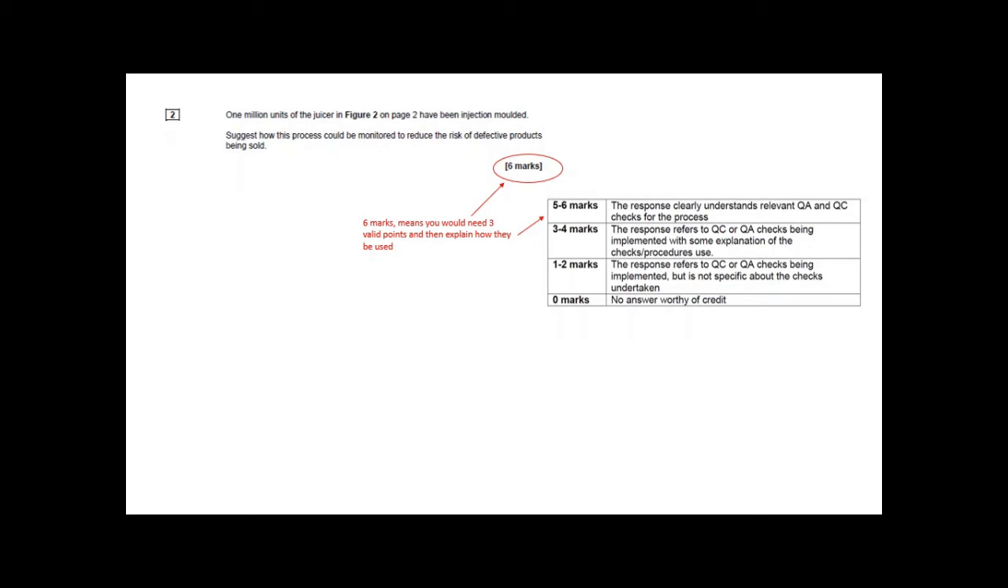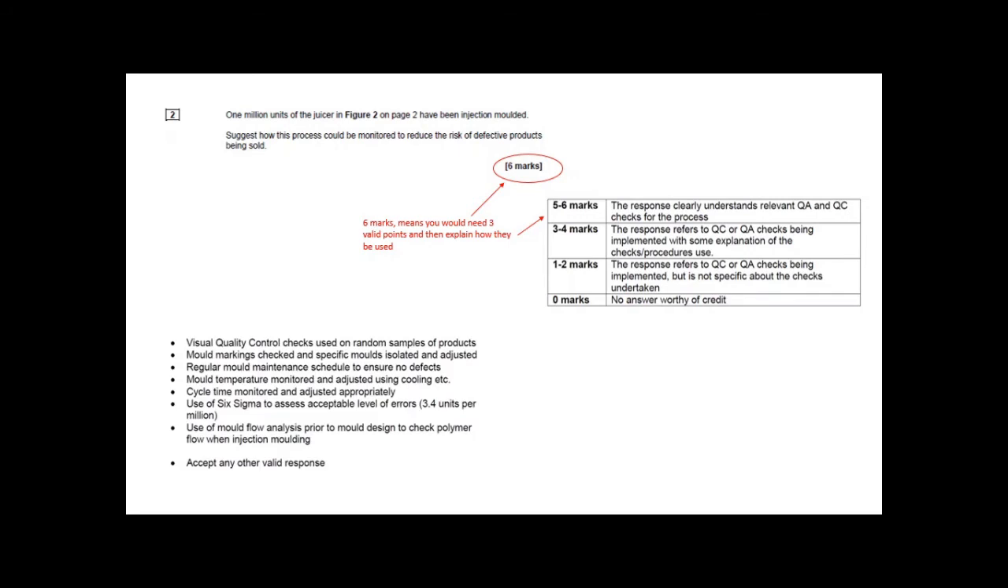So this question is basically asking you about quality control and quality assurance, and how do you make sure that while you're injection molding a product, it's done properly? So examples would be visual checks. If you're making, say, 200 of them, you check every 25 or every 50 to check that they are okay. Mold markings checked, so you'd make sure that before you are doing anything, the molds are exactly as they need to be. There's no cracks in them, there's no marks in them. Regular mold maintenance, so ensuring that they are updated and fixed properly. Mold temperatures monitored to make sure that it gets to the right temperature and it cools appropriately.